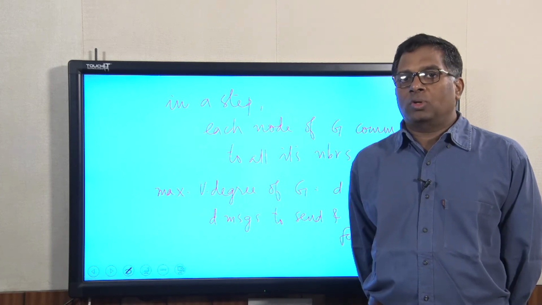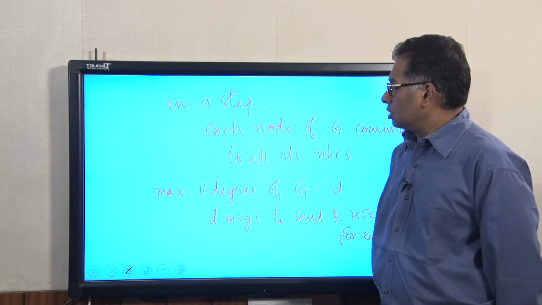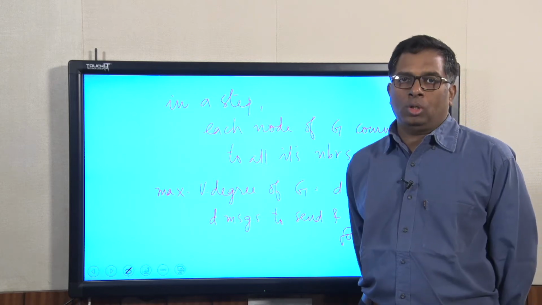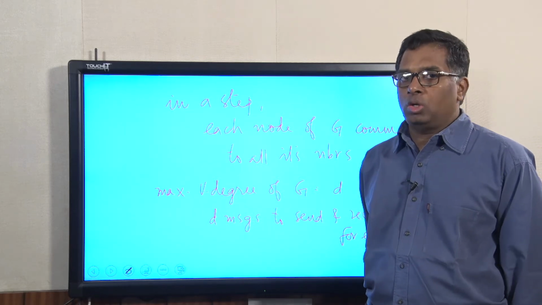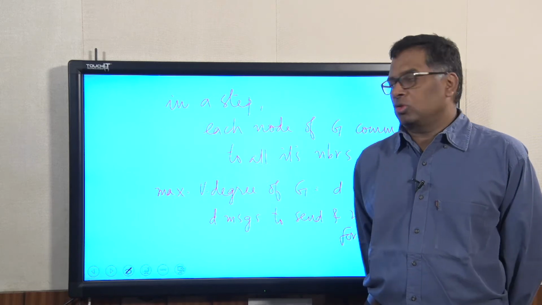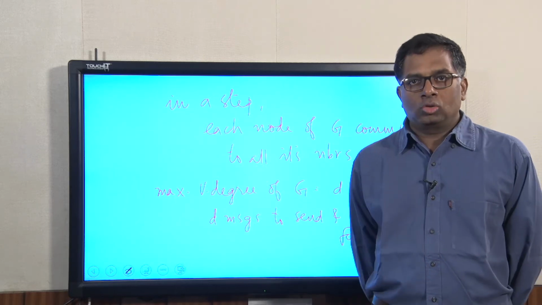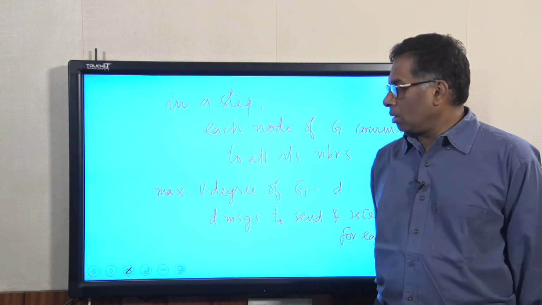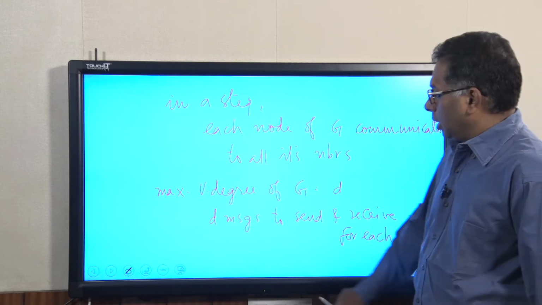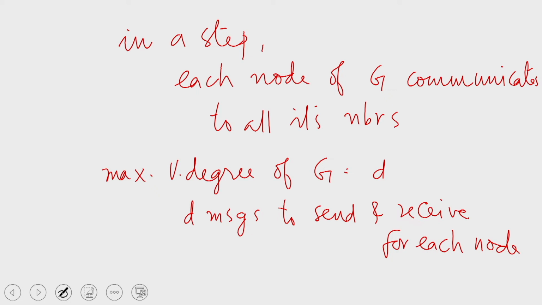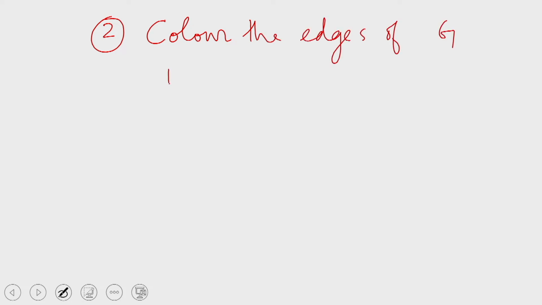Once we have a way of transferring all these messages, then we can say that the step is simulatable, because we have mapped the nodes 1 to 1. We have one processor for every node of G. So, the internal computations can be done by the assigned processor, but once the messages are handled, then we would have achieved the simulation. So, the second step is to color the edges of G using D plus 1 colors.